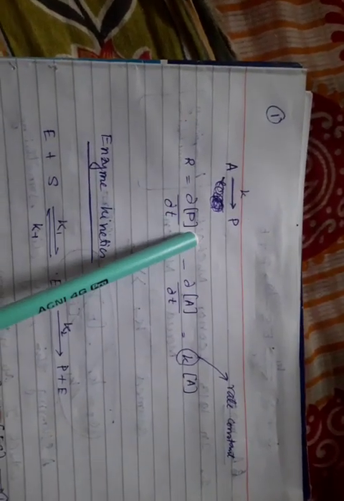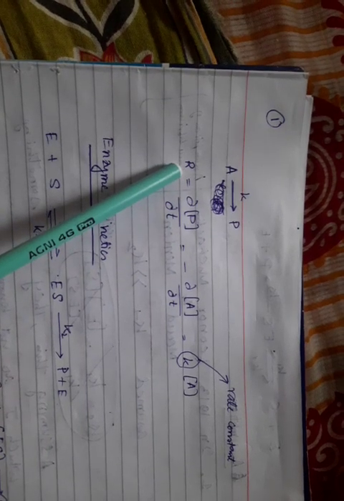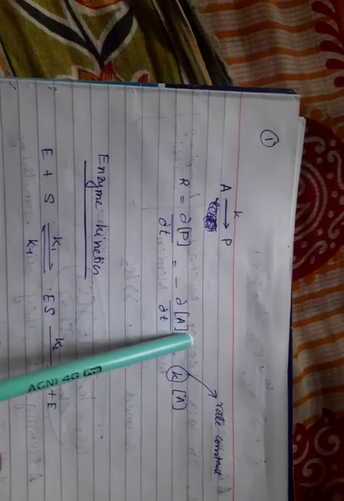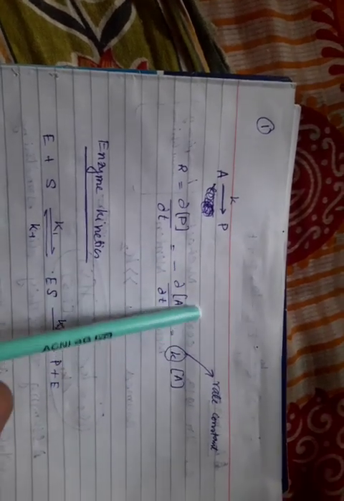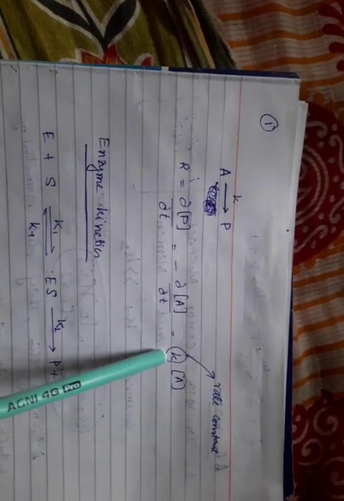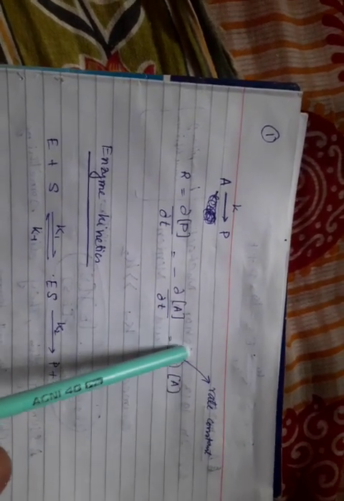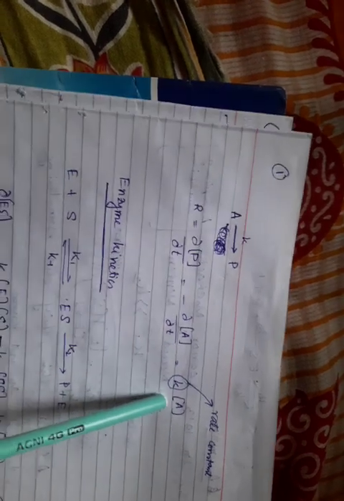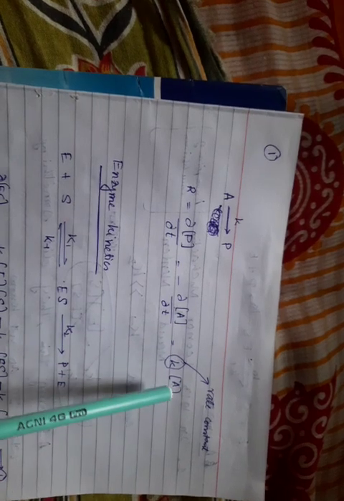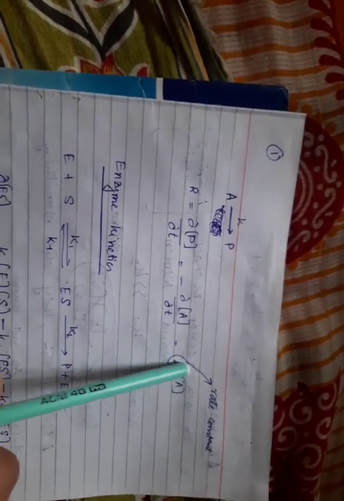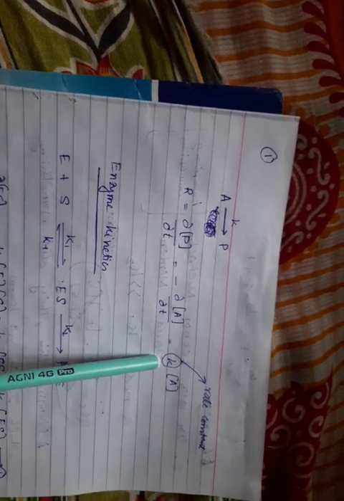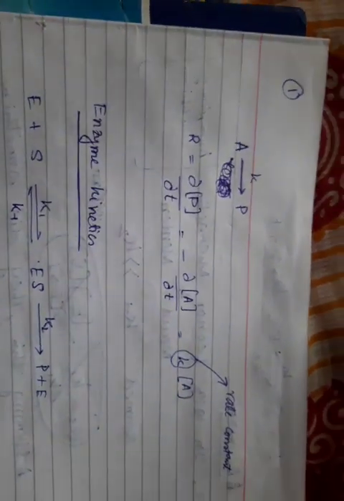the rate of the reaction is equal to this, and because this is getting converted to this one, there's a negative sign. And by the law of mass action, we know that this is directly proportional to A, the substrate or the reactant, and this is the rate constant.